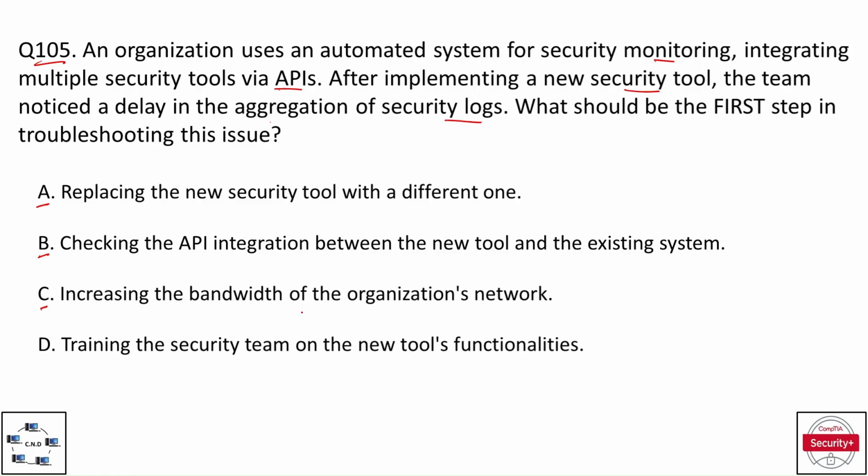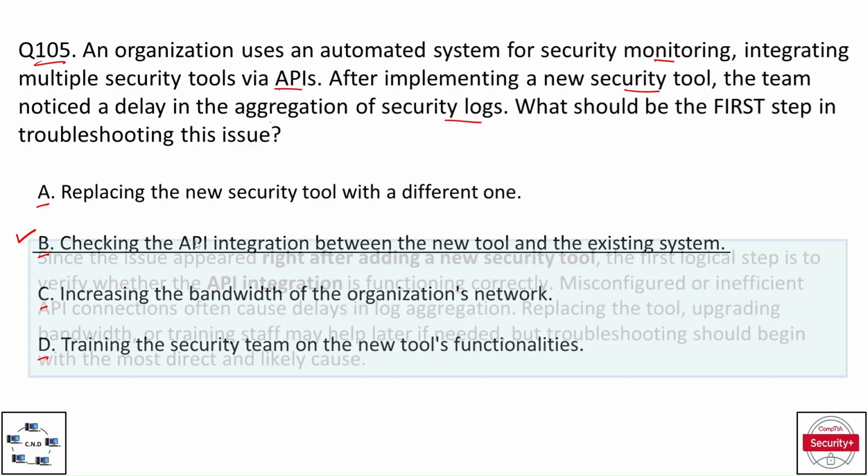Option C, increasing the bandwidth of the organization's network. And option D, training the security team on the new tool functionalities. And the correct option is option B, checking the API integration between the new tool and the existing system.